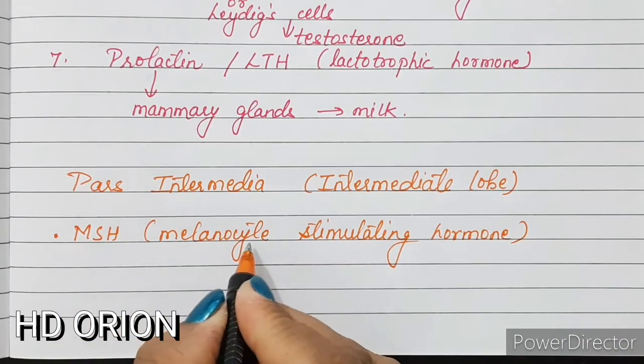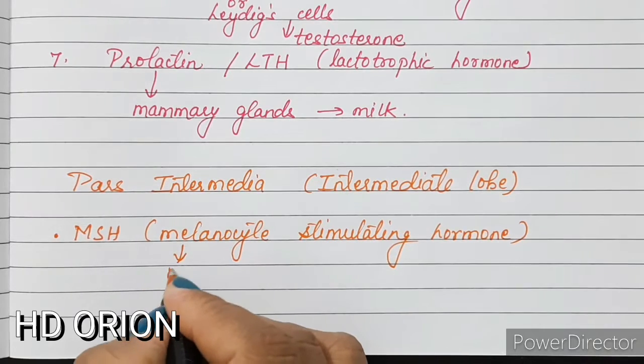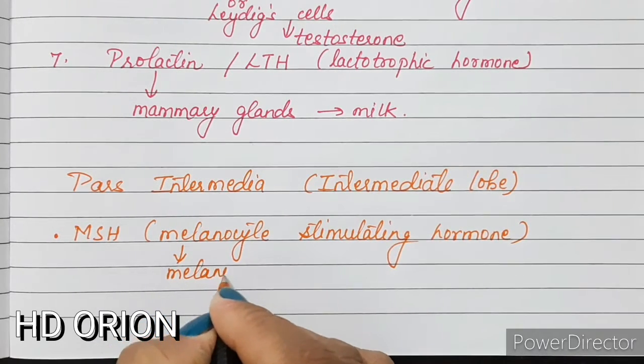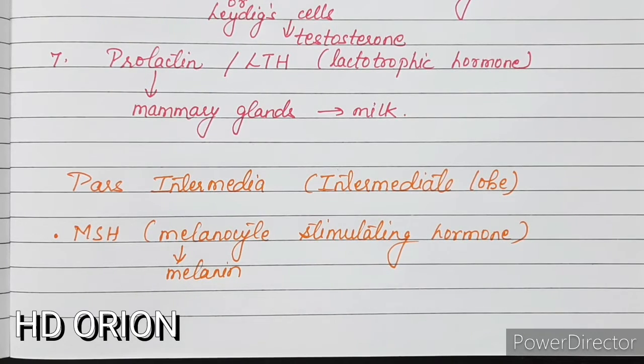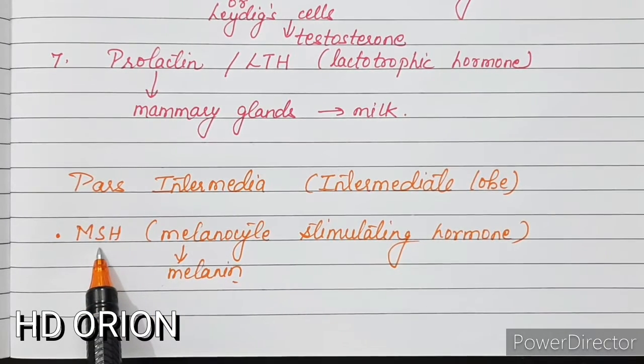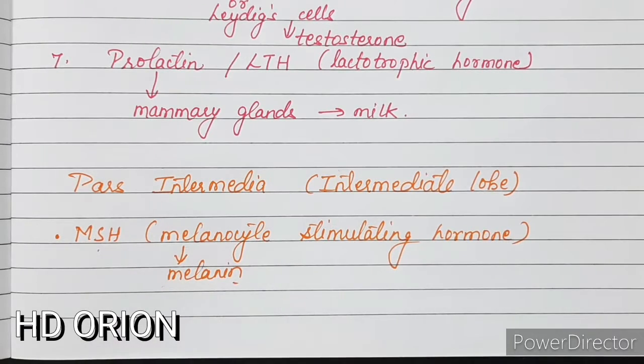The melanocytes are the cells that secrete melanin. Melanin is a brown colored pigment which gives color to the skin of human beings. However, MSH has no role in the pigmentation of skin in man. However, it has been found that it darkens the skin of fish and amphibians as it stimulates the synthesis of melanin. So this is the sole hormone that is produced by the intermediate lobe.